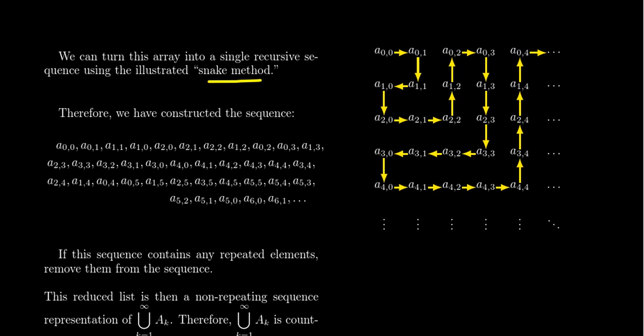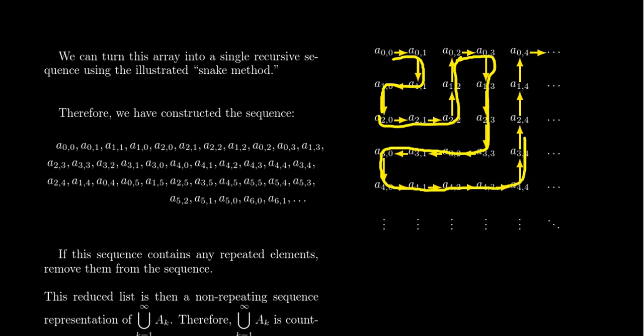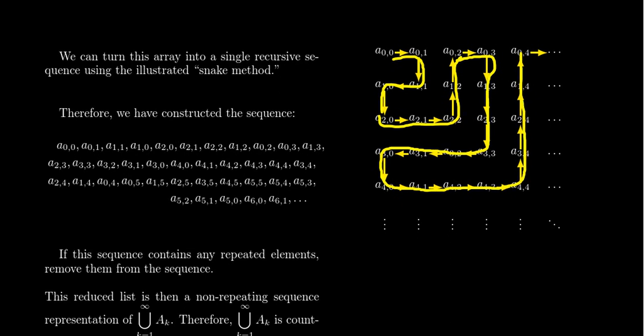So what you're going to do is start with the upper corner, the A00 spot. Then following this snake, you're going to go to the A01 spot, A11, 10, 20, 21, 22, 12, 02, 03, 13, 23, 33, 32, 31, 30, 40, 41, 42, 43, 44, 34, 24, 14, 04. Whew! You get all those on the screen. Now this continues on potentially forever and ever.